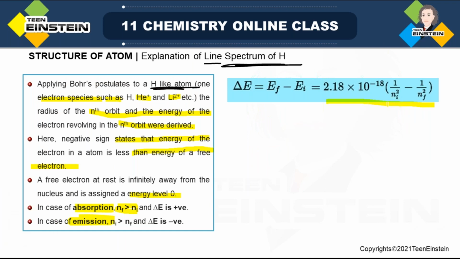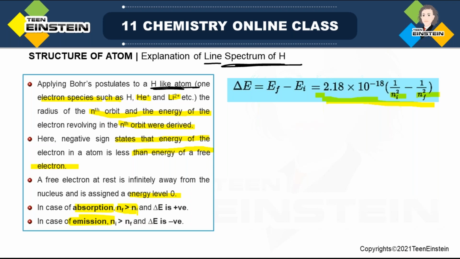So here initial will come first because we are avoiding this negative sign. If you are putting a negative sign here, you will see 1 by nf square will be coming first and then minus 1 by ni square. So be very careful which one you are writing first. Depending on that, there will be a negative sign before this value, or there will not be any negative sign. So when we are writing in this way, that is first you are writing 1 by ni square, then minus 1 by nf square.